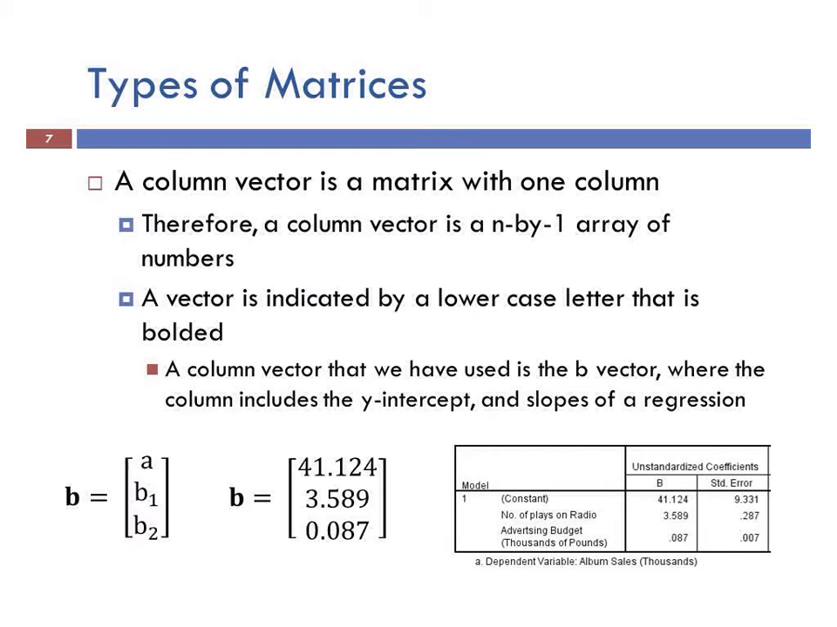So looking at the example we used in Lecture 3, our y-intercept was 41.124, our b1 was 3.589, and our b2 was 0.087. You can see that in the SPSS output over here to the right, where this is a b-vector. And that's what we were looking at, so I just pulled those numbers over.